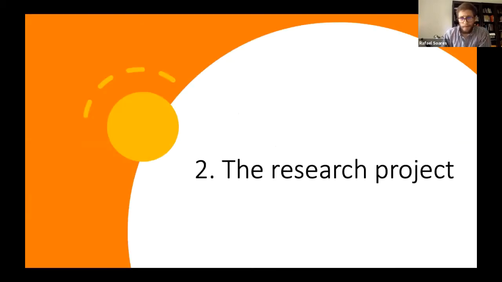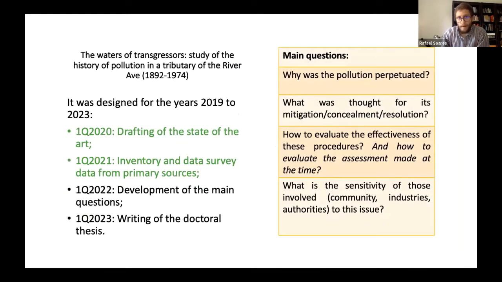But let's look at my research project. I want to study the River Ave Basin. I designed the project for 4 years. I have already drafted the state of the art, made an inventory, and proceeded to the data survey from primary sources. And I'm asking four major questions to the sources. Why was pollution perpetuated? What was thought for its mitigation, concealment, resolution? How can we evaluate the effectiveness of these procedures, and how to evaluate assessments made at the time? And what was the sensitivity of those involved to this issue?